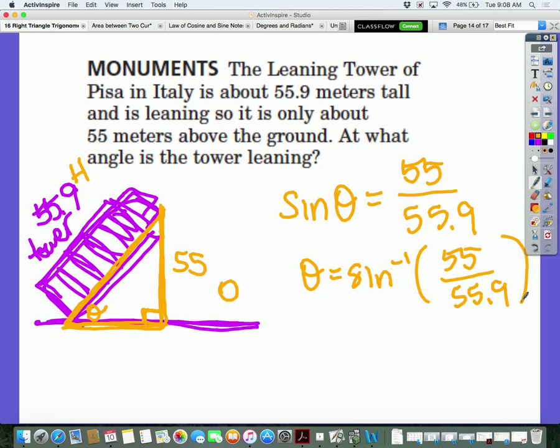This is exactly what I'm going to type into my calculator, and we get 79.7. I didn't get that. 79.7? Yes. Okay, inverse. There you go. You've got to make sure you do your inverse.